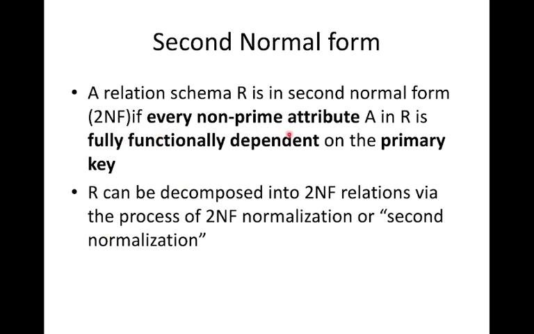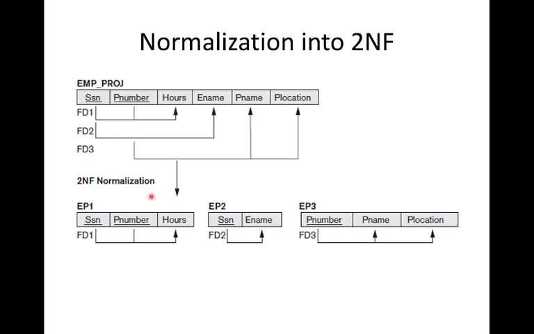So every non-prime attribute A in R is fully functionally dependent on the key. So this table becomes three different relations and each relation is in second normal form. So this relation is in second normal form, this is in second normal form and this is also in second normal form.